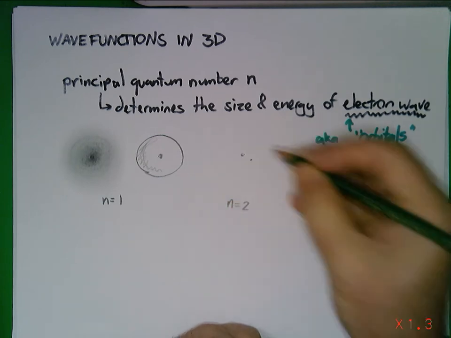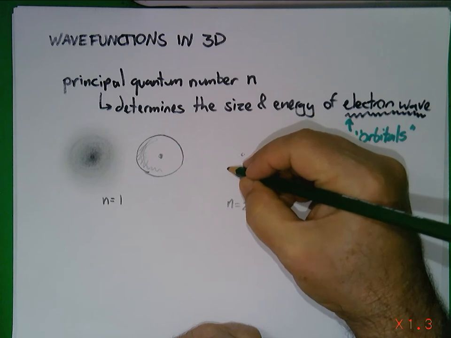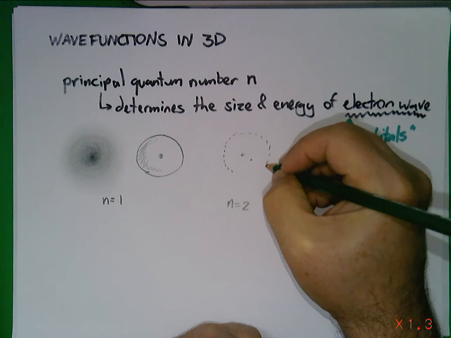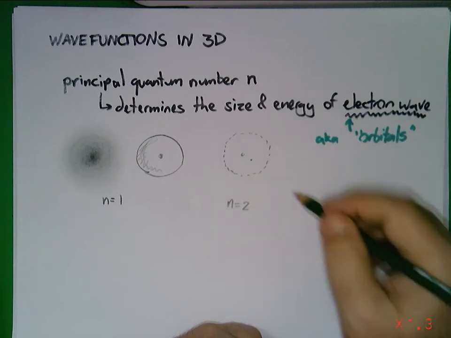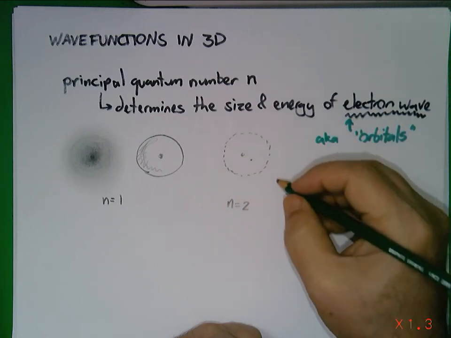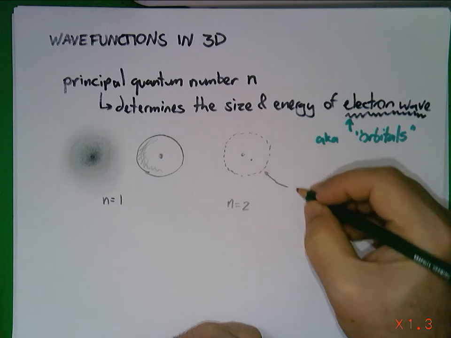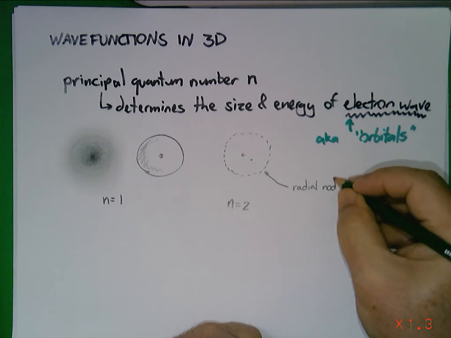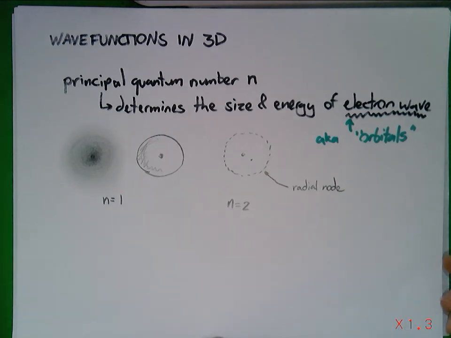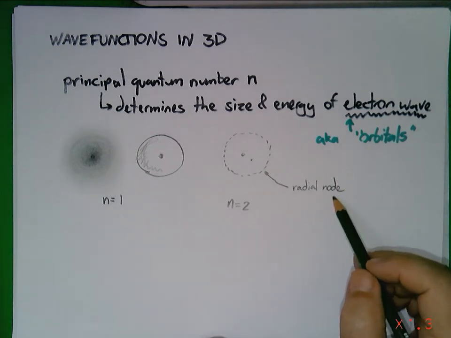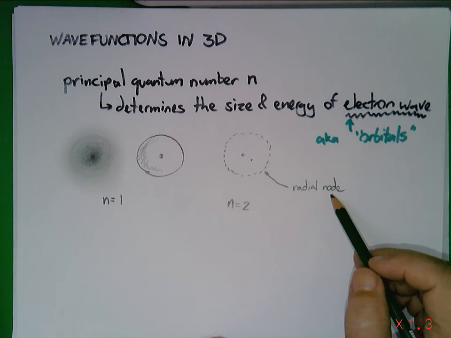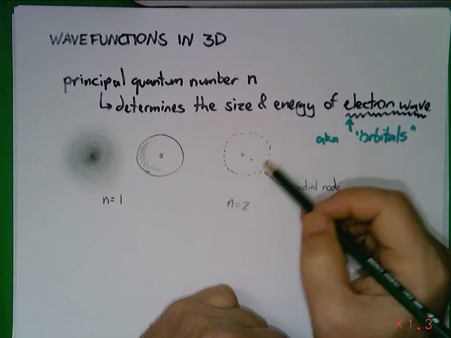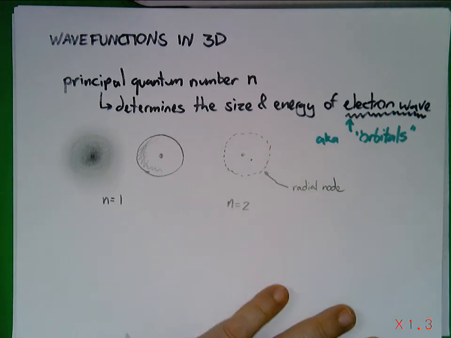So here's the nucleus, and the way the nodes go in when you're increasing n is they're radial nodes. So imagine this is a surface of a sphere here. That's a radial node. When we had one-dimensional wave functions, the nodes were points. Two-dimensional wave functions, the nodes were lines. In 3 dimensions, they are planes, or they are surfaces.